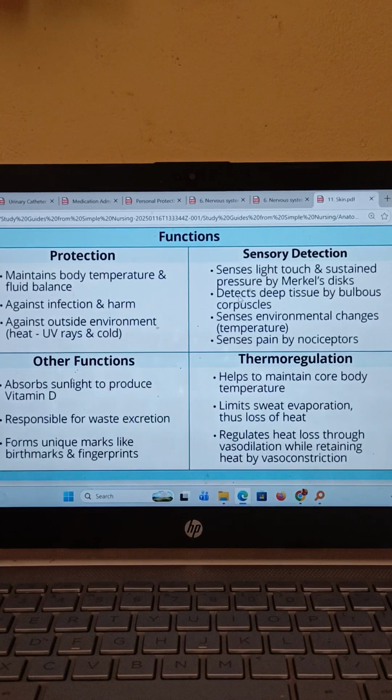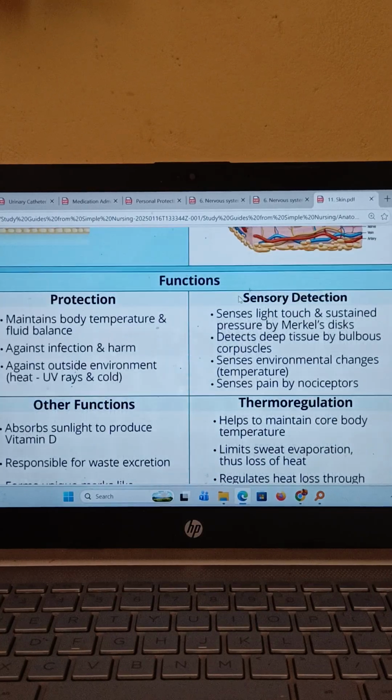It also helps to absorb sunlight so as to produce vitamin D. That's always key. Then it is responsible for waste excretion, and forms unique marks like birthmarks and fingerprints. Those are other functions of the skin. And for that, we are done with the anatomy of the skin, and we have also looked at its functions.